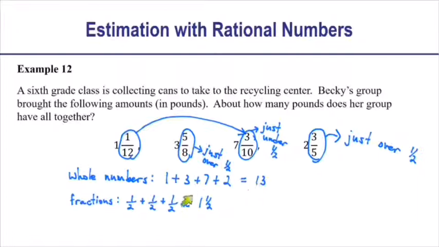So we already had 13, and now we add our estimated 1 1/2 to that, and we can say that Becky's group collected about 14 1/2 pounds for recycling. And of course, that is approximate, it is not exact.